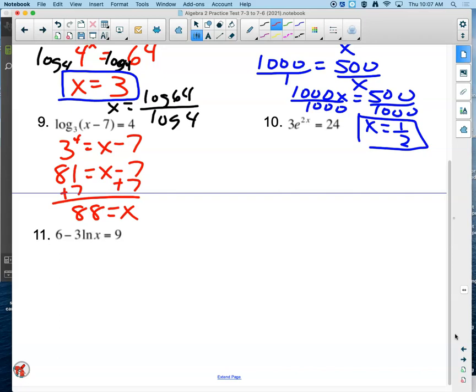Number 10 comes from yesterday's stuff. I don't like that my blue is kind of running into that. Let me rewrite it. We have to expose the base. Is the base the first thing we see? Then we have to figure out how to get rid of the 3. Divide both sides by 3.